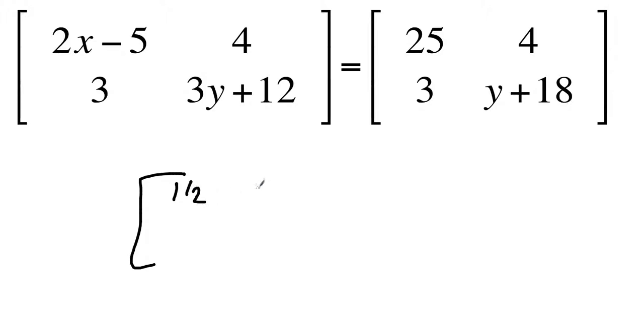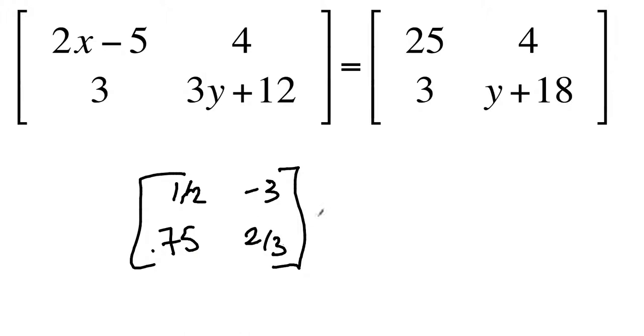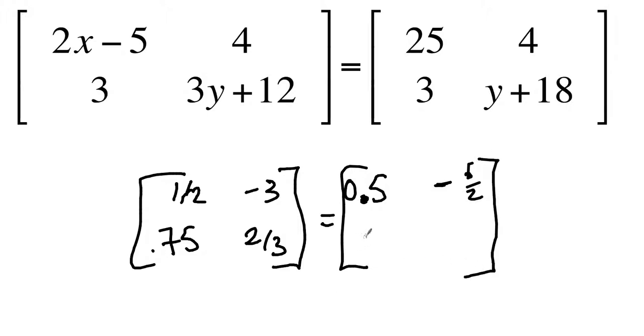So for example, 1/2, -3, 0.75, 2/3. Okay, this is a point 0.5, minus 6/2, 3/4, and 0.6 repeating. These are equal matrices because this element 1, 1 equals element 1, 1. Element 1, 2 equals 1, 2, and so forth.